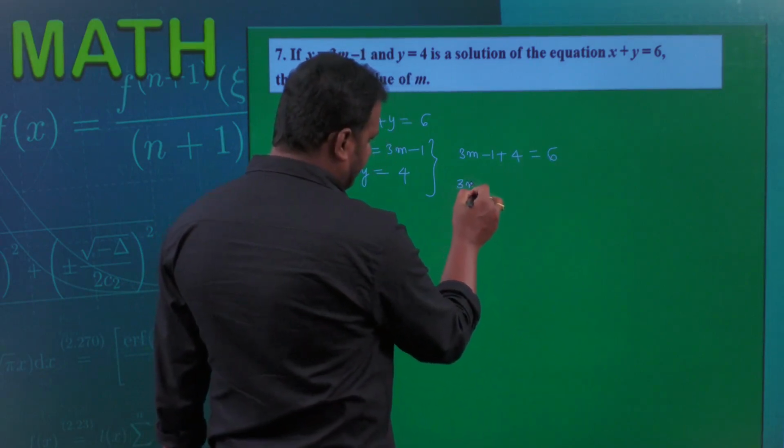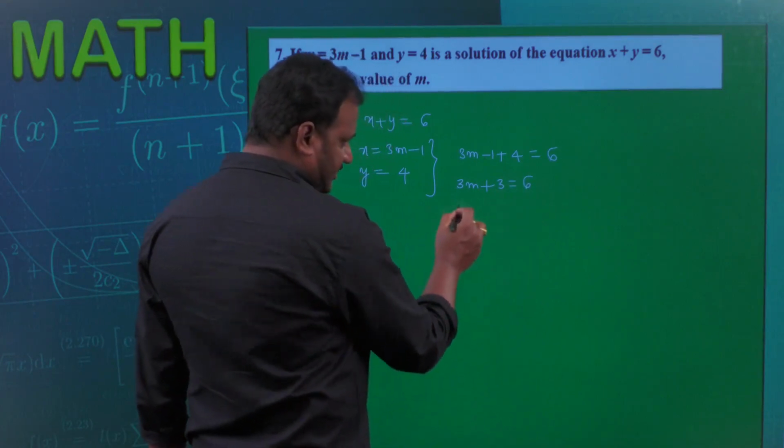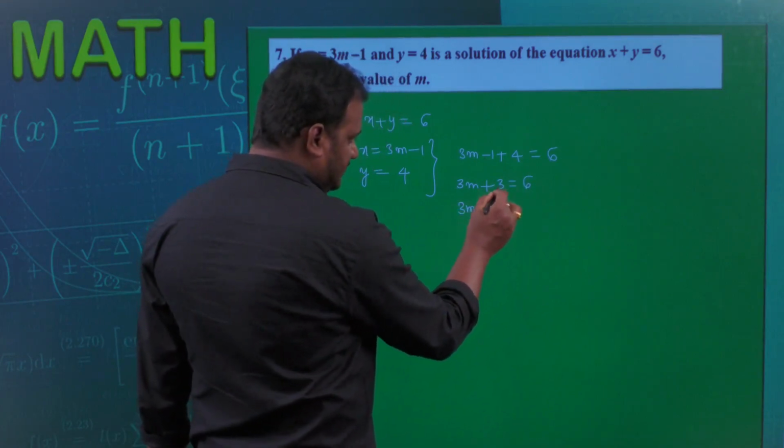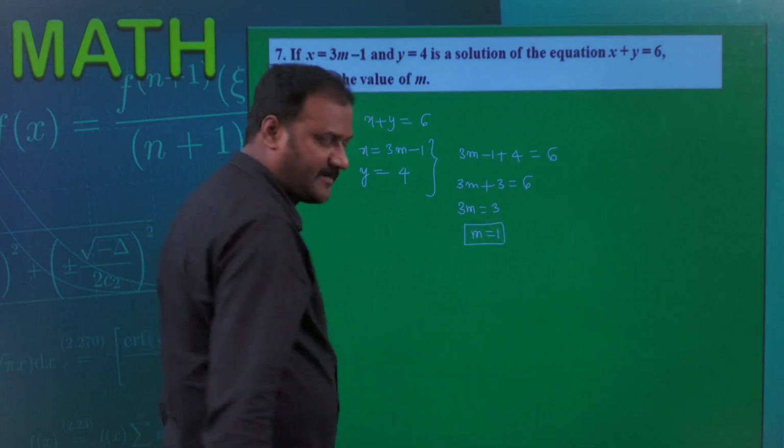So that is 3m minus 1 plus 4 is equal to plus 3 is equal to 6. 3m is equal to what? Transpose plus 3 that side, 6 minus 3 is equal to 3. Then the value of m is equal to 1.